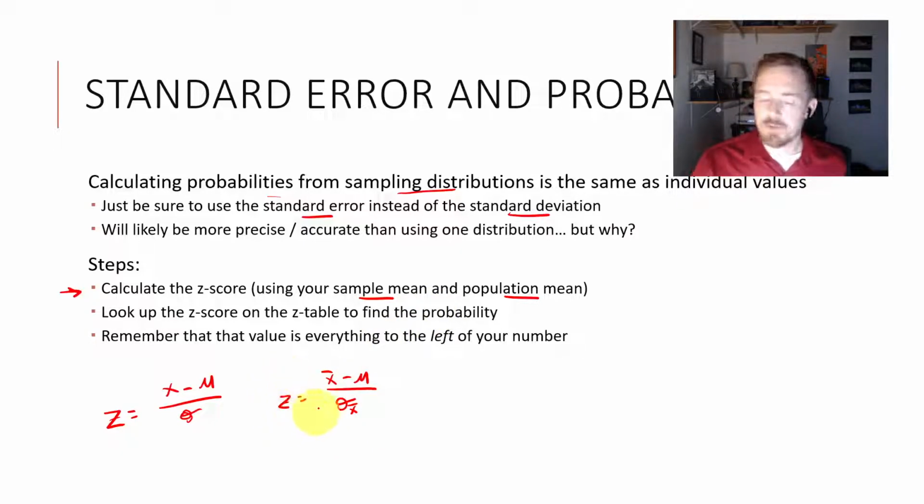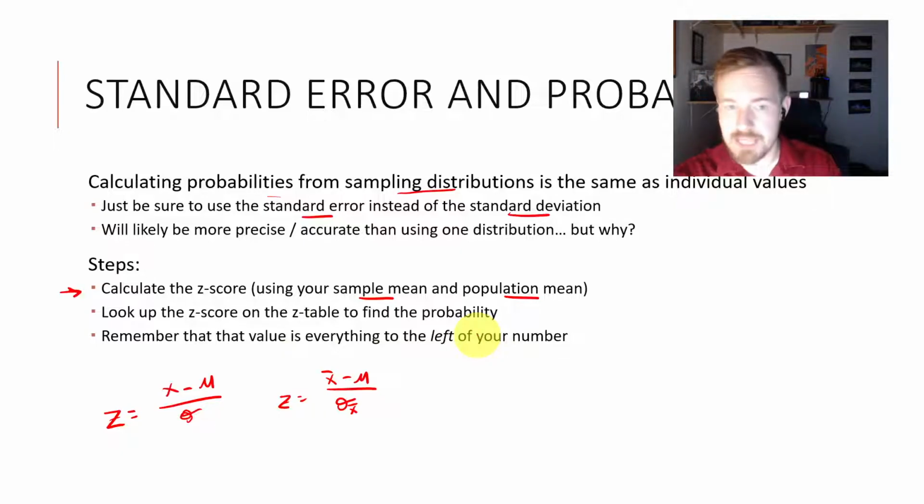So what does this mean? How do we interpret this? Z is going to be equal to the sample mean subtracted by the population mean divided by the standard error of the mean. That gives you your z-score for your new sample. So we're going to calculate the z-score for our sample. We're going to look up that z-score in our z-table or the calculator that I showed you previously, and then that is going to be everything to the left of that number. So let's go through an example.